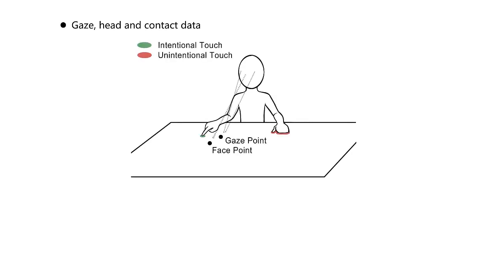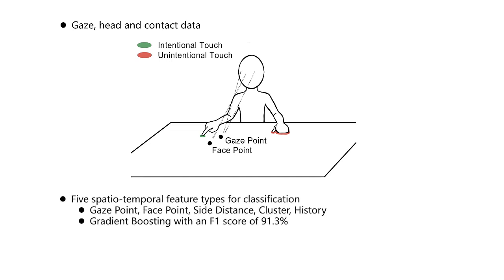In our research, we leveraged gaze, head, and contact data to identify and filter unintentional touches. Our intuition comes from humans' eye-hand coordination. Usually where we look is where we have interests, therefore where we touch. We used 6 spatiotemporal feature types to train machine learning models to identify touch intention.